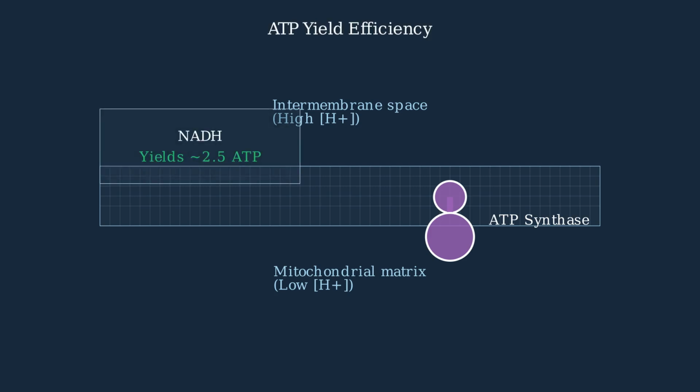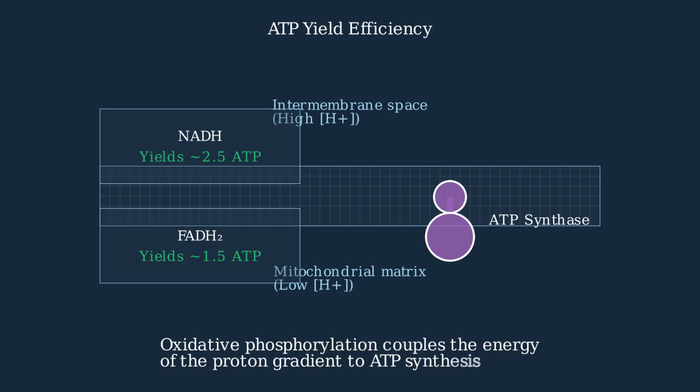When electrons from NADH enter the electron transport chain, they generate enough energy to produce approximately 2.5 ATP molecules. Electrons from FADH2, which enter the chain at complex 2, bypass the first proton pumping site and therefore yield only about 1.5 ATP molecules. This process, called oxidative phosphorylation, efficiently couples the energy stored in the proton gradient to the synthesis of ATP, the cell's energy currency.